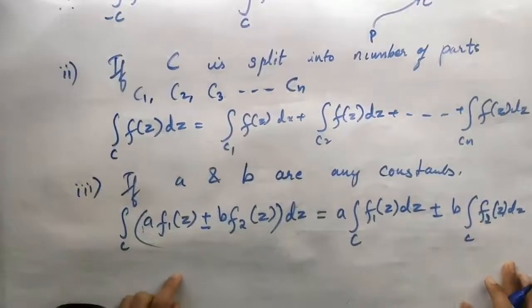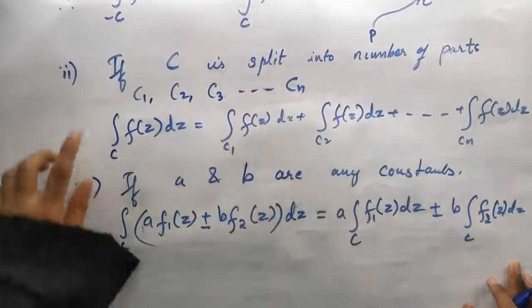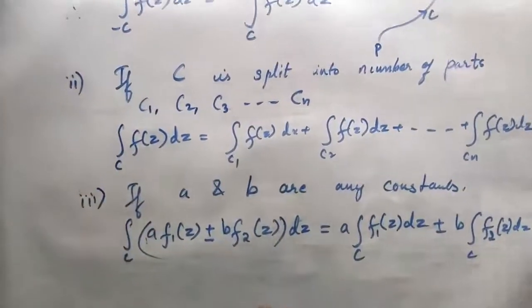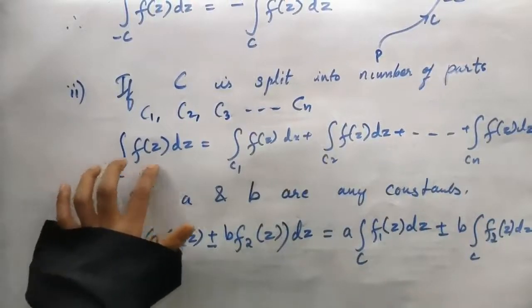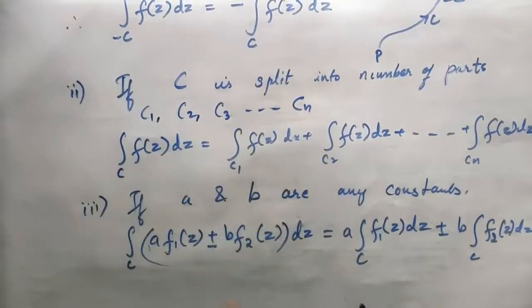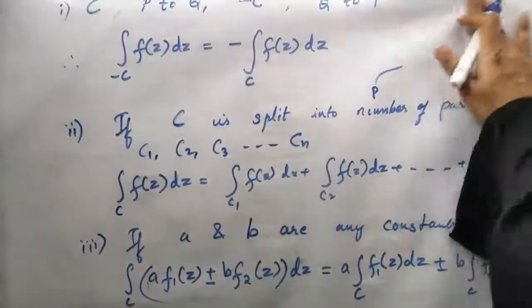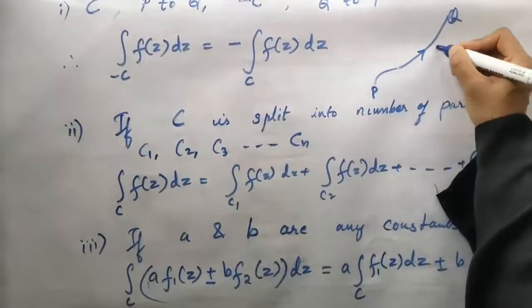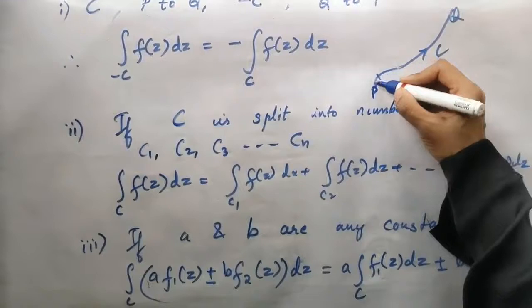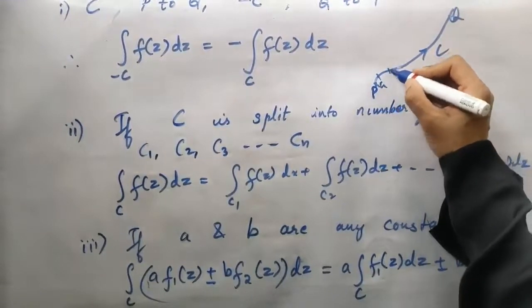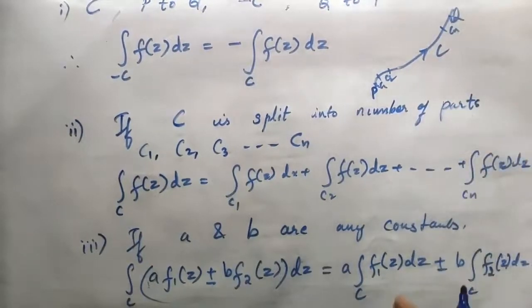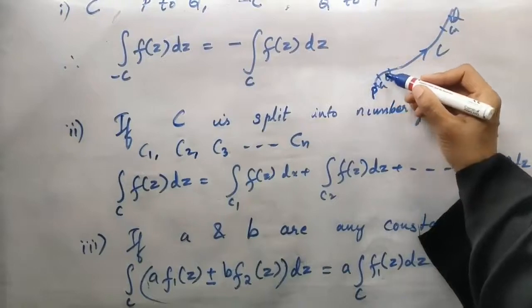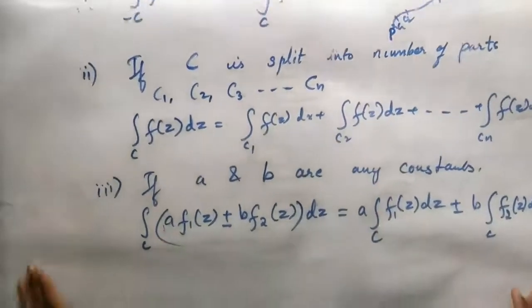If A and B are any two constants, now let me explain the second part. If C is made up of many parts C1, C2, C3, and so on up till Cn, then integration over the curve C f of z dz will always be equal to the addition of the integrations of all those small parts. Say this is the curve C and it is made up of, from this point to this point say it is C1, from this point to this point say it is C2, and so on up till Cn. Then you have to do the integration along all these C1, C2, C3 and add all of them, and you will get the integration along that curve C.